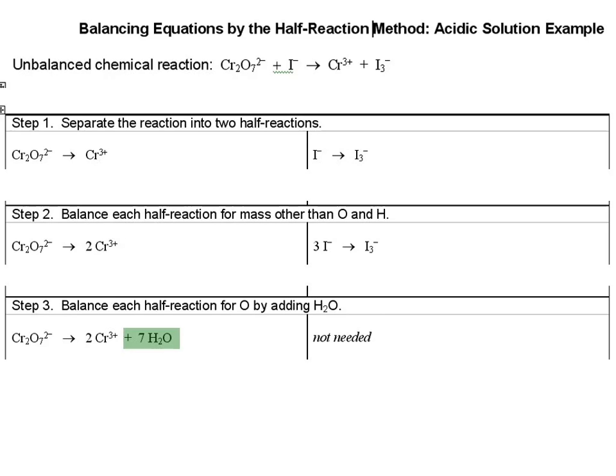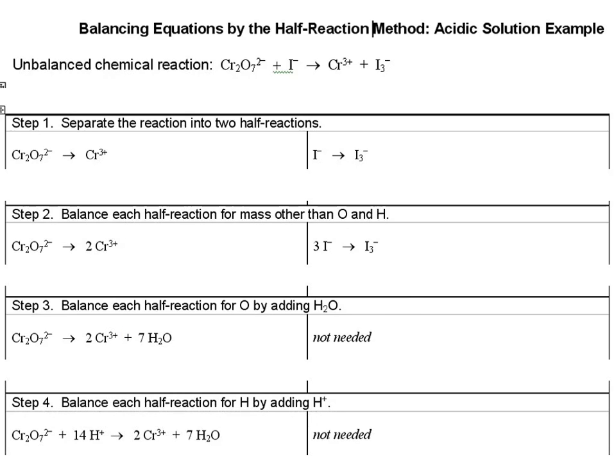So step number 4 is to fix the hydrogens. Remember, this is an acidic solution, so we need to fix the hydrogens that were introduced by those 7 water molecules by adding 14 H pluses over on the reactant side. And it looks like we don't need to fix any hydrogens over here for the right half reaction.